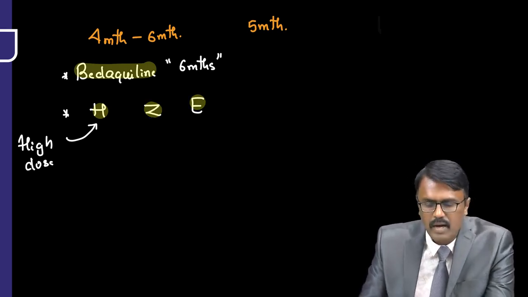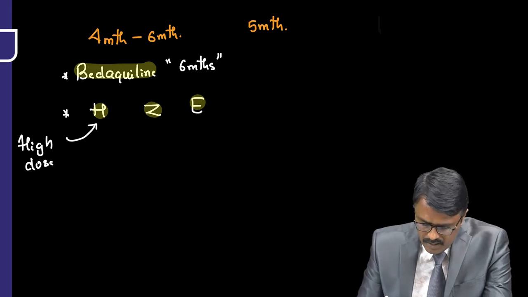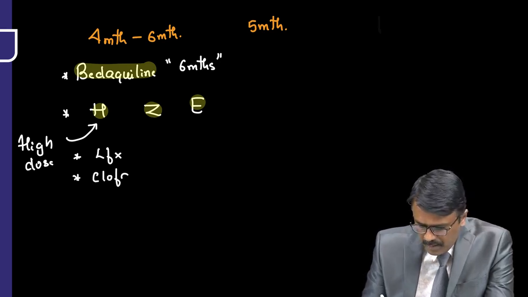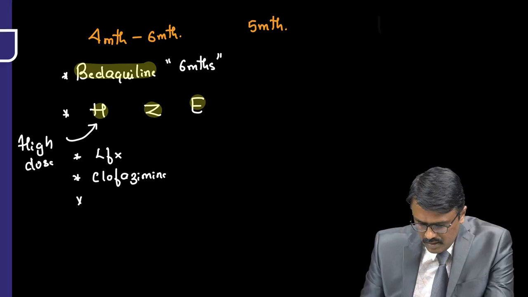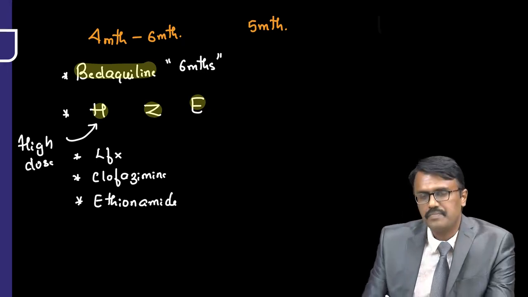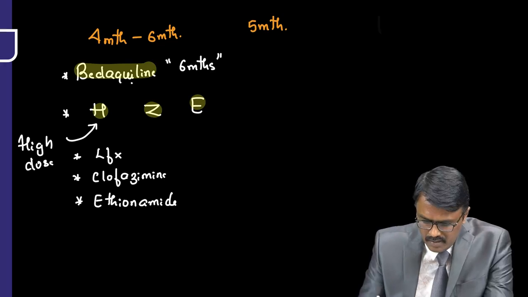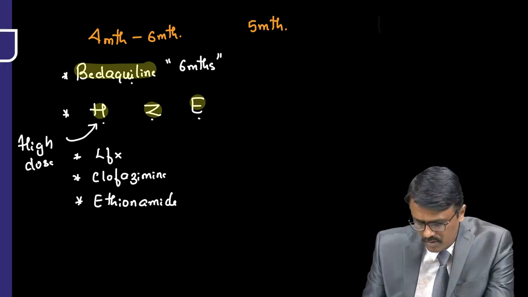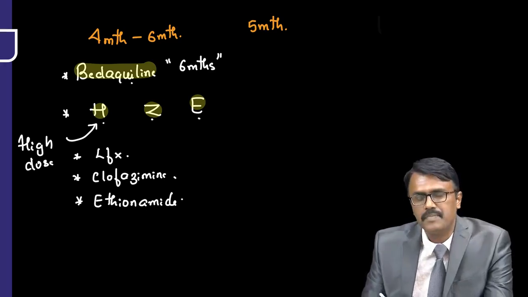Is there anything to add here? Yes, for this we add levofloxacin. Then we add a drug called clofazimine, an anti-leprosy drug, and also ethionamide. So totally around 7 drugs: bedaquiline, isoniazid at high dose, pyrazinamide, ethambutol, levofloxacin, clofazimine, ethionamide.